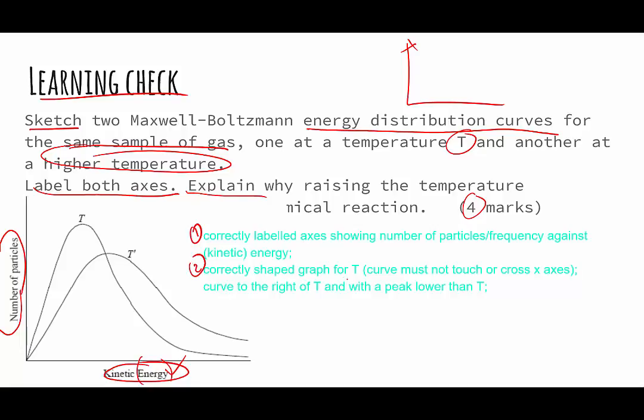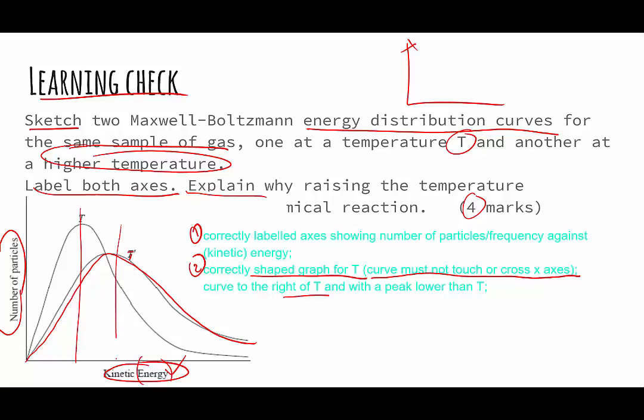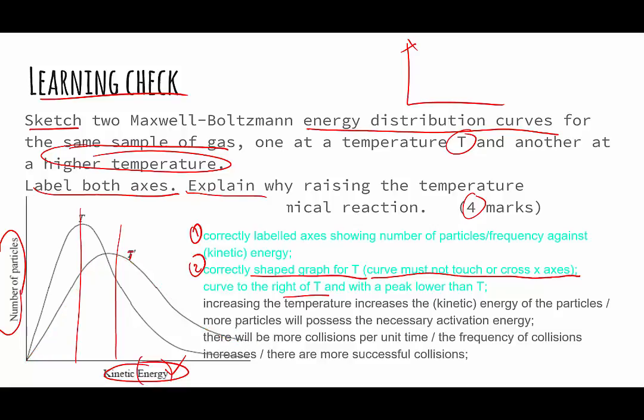So make sure for your graph at temperature T, your curve must not touch or cross an axis, and also the curve at the higher temperature has to be to the right of T with the peak lower than T. So the new T has to be to the right of your older T, the initial temperature, and the peak has to be lower than the other one. Here's the part that will be denoted to your explanation.